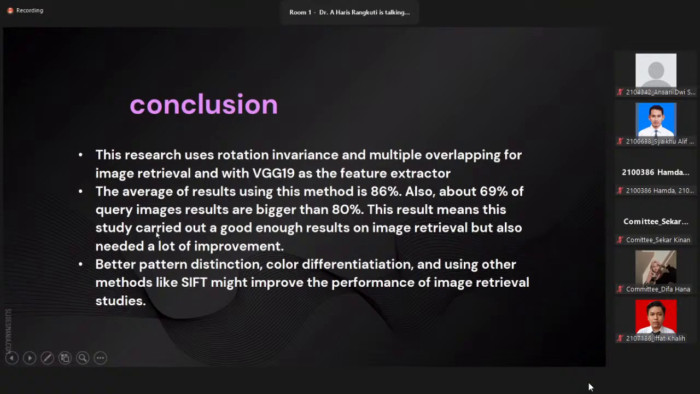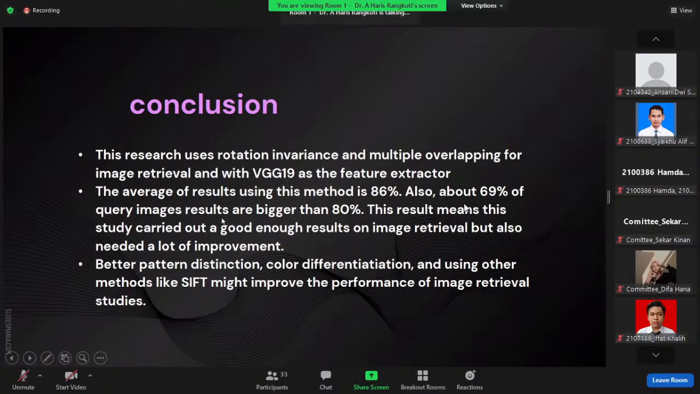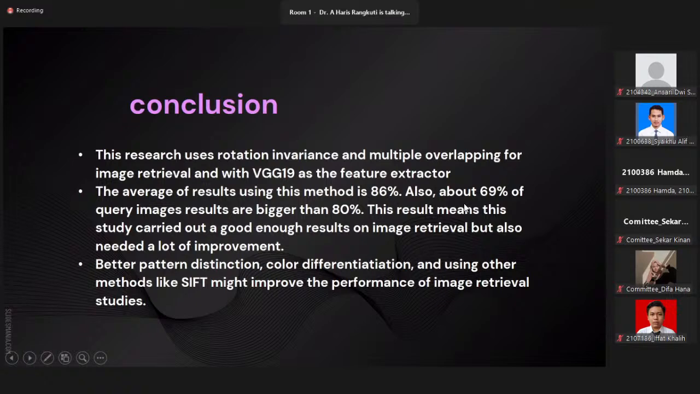This result means this study achieved a good enough result in image retrieval, but it also needs a lot of improvement because some cloth patterns still have accuracy under 70%. Better pattern recognition, color differentiation, and methods like shape might improve performance in the study.